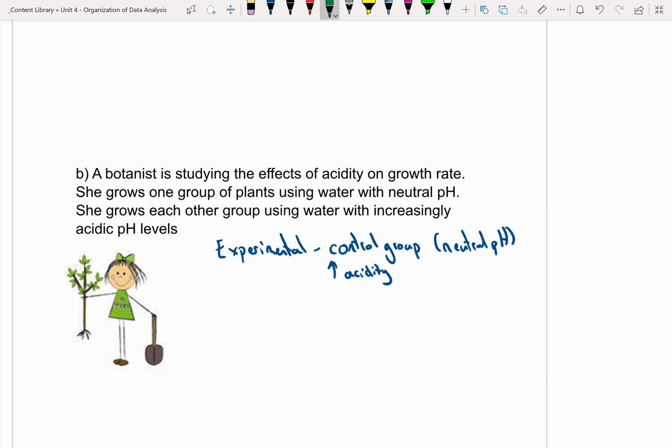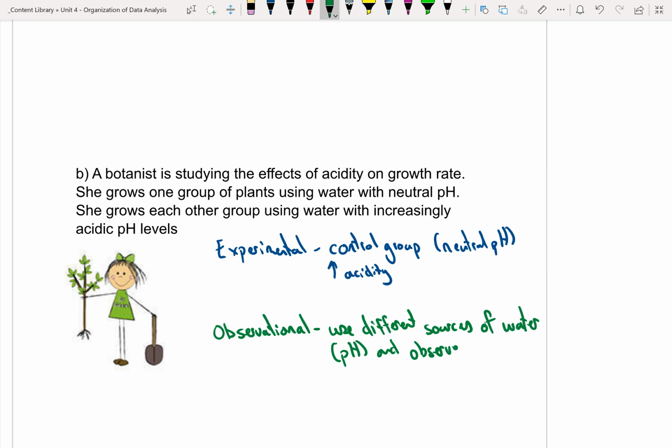If we wanted to change this to an observational study, we would do something where we use different sources of water, which would have a different pH, and observe. So similar style, except when we are doing observational, we are not controlling specifically what the variables are. We are still changing the variables, but we are not specifically controlling what they are. So there is a slight difference.